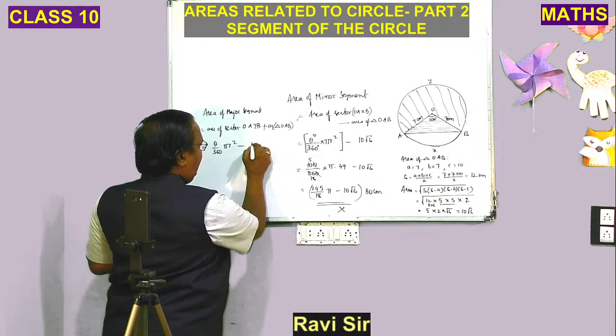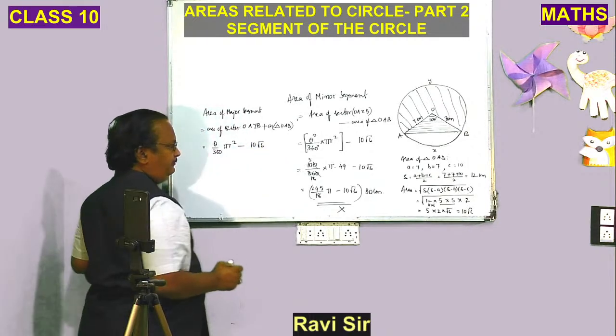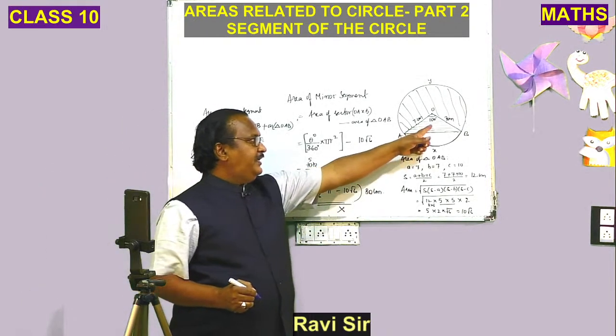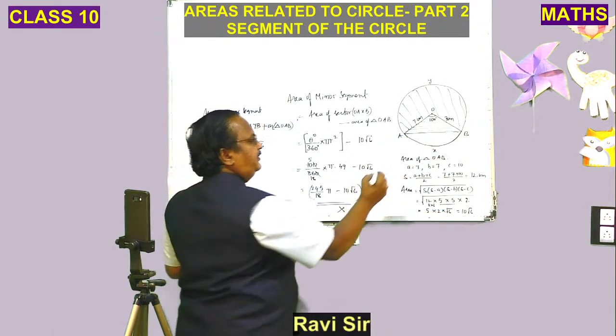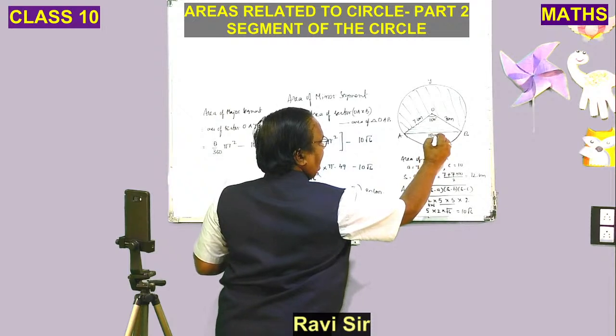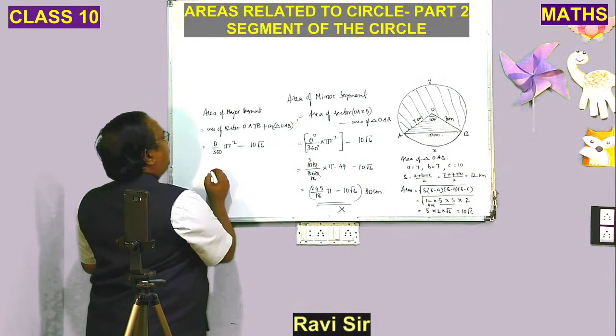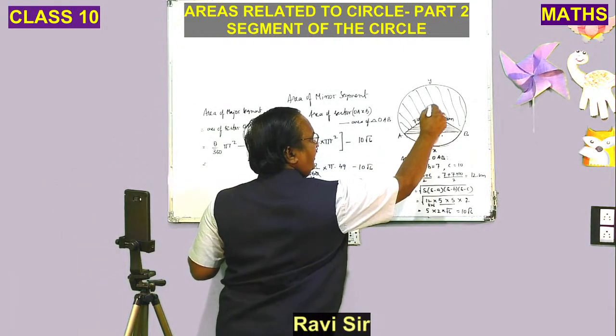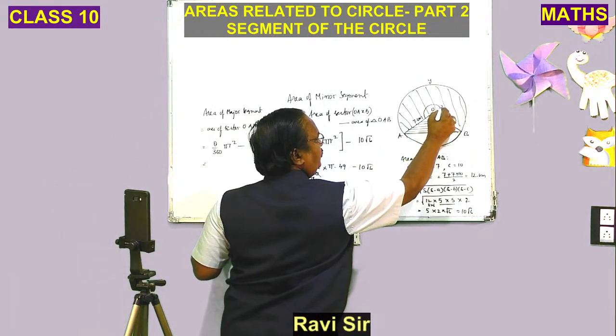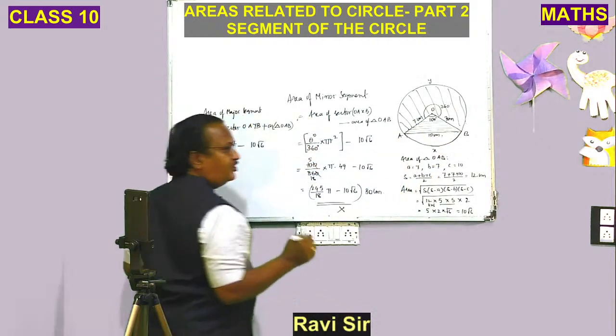This area, I already got it, 10 root 6. Ultimately you have to find out the area. So let us say this is 10 centimeters. So then theta is how much? This is 100 degrees and this is how much? 260 degrees. Don't write 100 degrees.